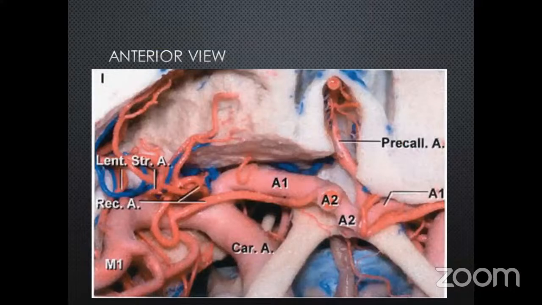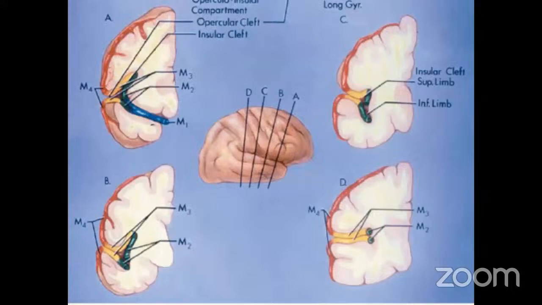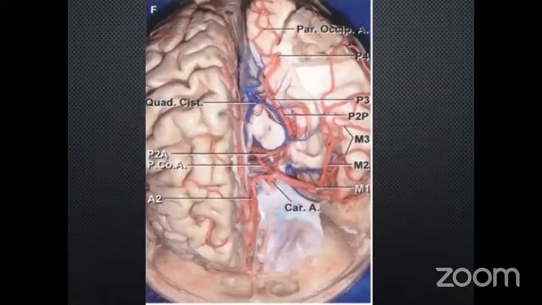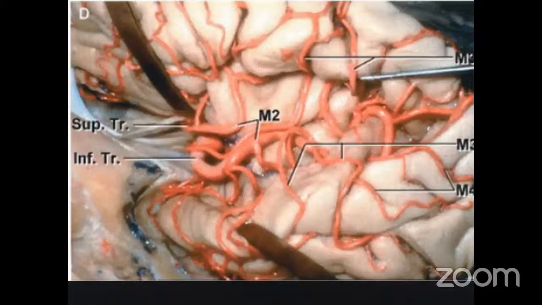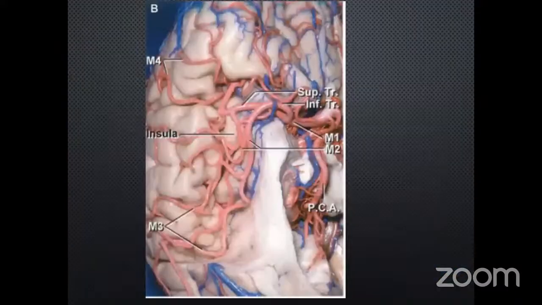So this is showing the origin. Not the origin, the whole course of the MCA, just one picture. If you cannot show it in one picture, maybe just two pictures. Okay, sir. How about we start from this? Yes, sir, we can.